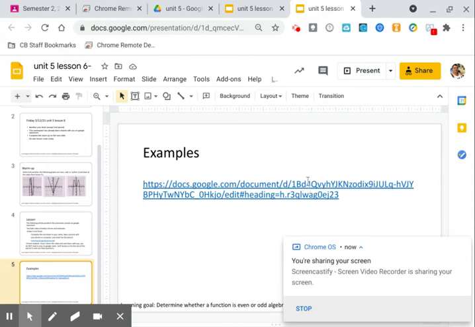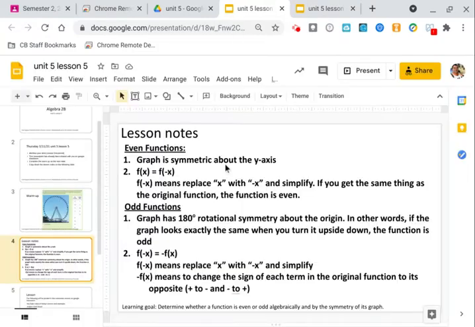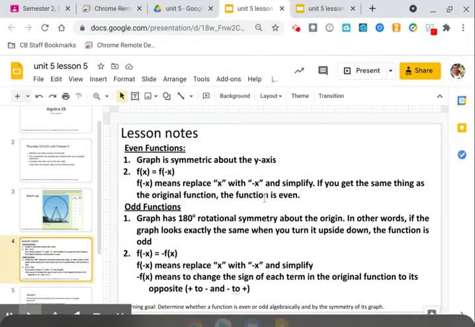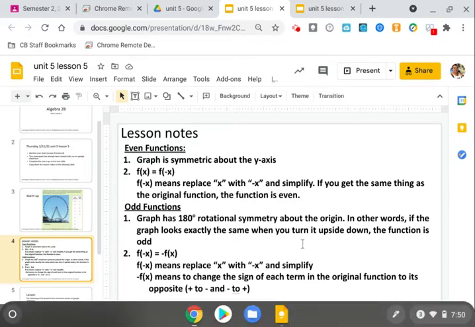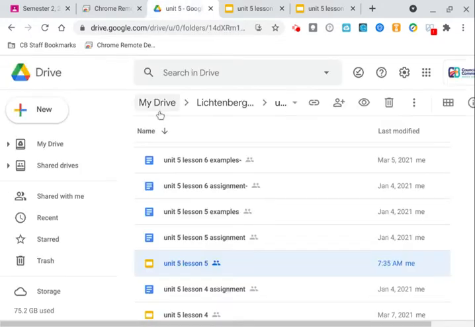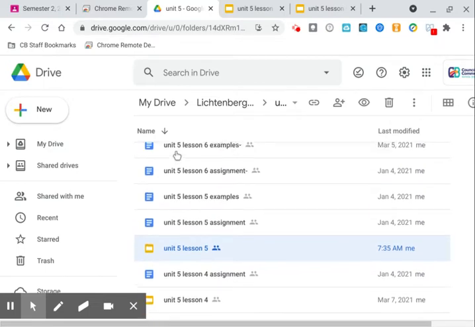All right, lesson 6. There's no new lesson notes. We're actually going to use our lesson notes from lesson 5 in order to do the examples today. Let's go right to the examples. Okay, let's go right to our examples from lesson 6.